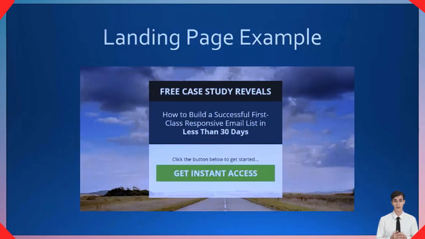Here's another one. This is a newer kind of opt-in form where when people click on get instant access, it pops up a small window for people to put in their email address. And this one again is all about a case study. Free case study reveals how to build a successful, responsive email list in less than 30 days. You could also go about it with a different approach.